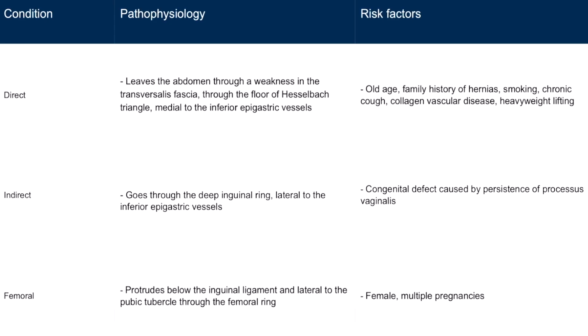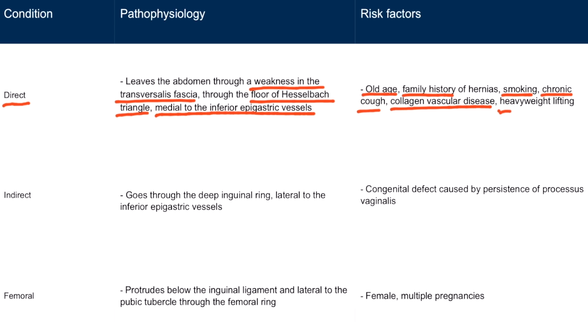This slide briefly reviews the most important highlights. First, we have the direct hernia, which leaves the abdomen through a transversalis fascia focal weakness. It passes through the Hesselbach triangle, medial to inferior epigastric vessels. Some well-known risk factors are old age, family history of hernias, smoking, chronic cough, collagen vascular disease, and in people who do heavy weightlifting.